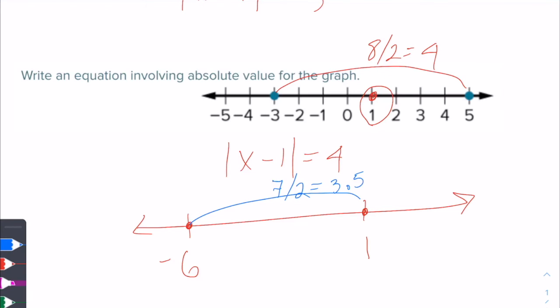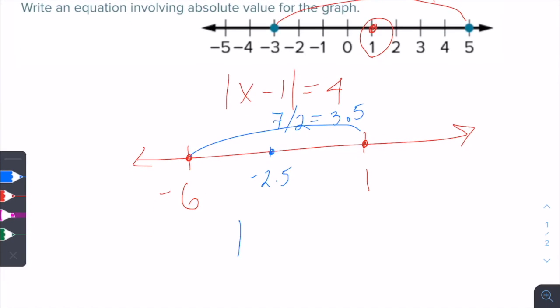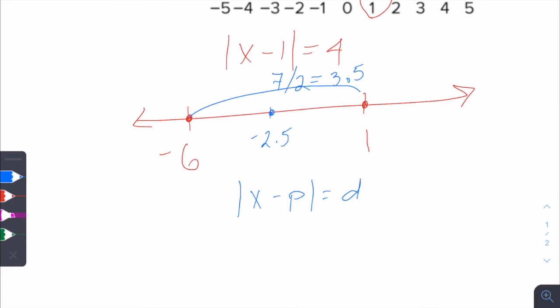Okay, so what point is in the middle of -6 and 1? We've got to go 3.5 bigger than -6. So 3 bigger would be -3, so -2.5 is that midpoint, 3.5 away from them. Now, in our template of x minus that point is equal to the distance, notice we're already looking at this to be minus. So when we have a negative number up there, it's going to make this look like the absolute value of x plus 2.5 is equal to our distance of 3.5.